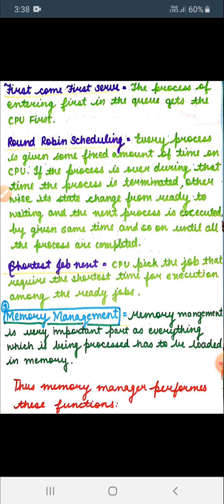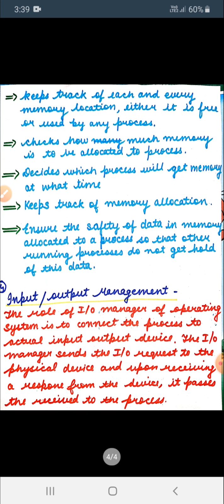Next important work is memory management. It is a special work of the OS. How to manage the memory? Memory management is another very important part of the OS, as everything which is being processed has to be loaded into memory. The memory manager allocates memory to the processes to load their data and files using different techniques like continuous memory allocation, non-continuous memory allocation, or virtual memory allocation.